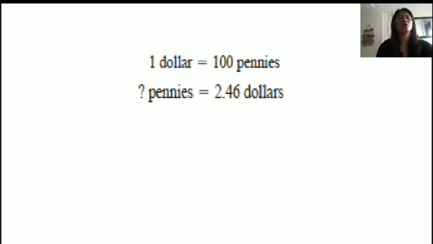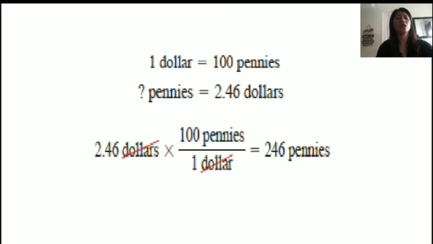Let's have an example. $1 is equal to 100 pennies. So how many pennies are equivalent to $2.46? So what is the given here? The given is $2.46. What is the given equivalent relationship? We have $1 is equal to 100 pennies. So the conversion factor will be derived from this equivalent. That will give us two possible conversion factors: $1 over 100 pennies or 100 pennies over $1.